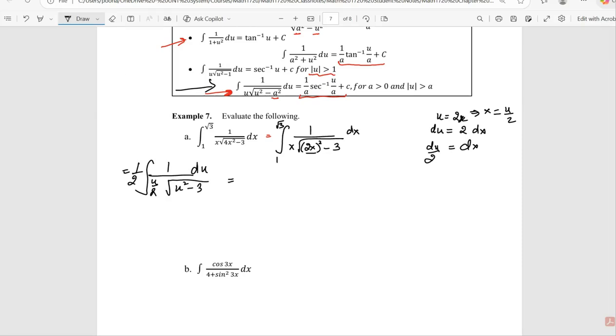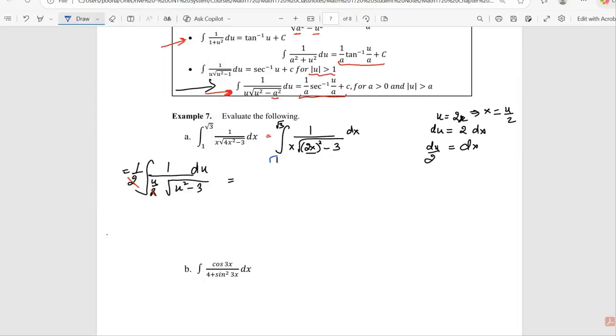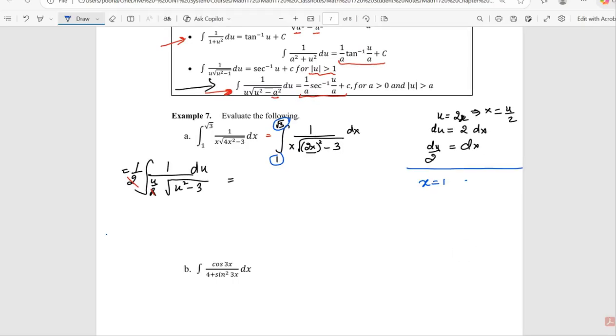Now I am almost done but not really. This 2 cancels, but this question has limits also, so we need to figure out the limits. When x is 1, the lower limit is 1, then u will become 2 times 1, which is 2. But when x is root 3, the upper limit, u will become 2 times root 3. So the lower limit is 2 and the upper limit is 2 root 3.